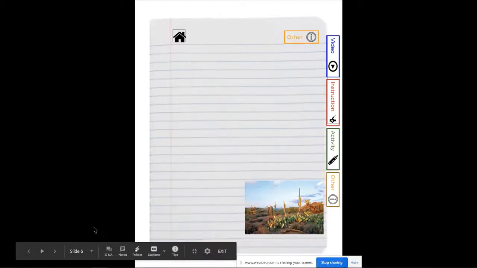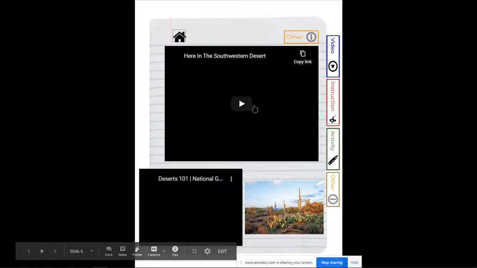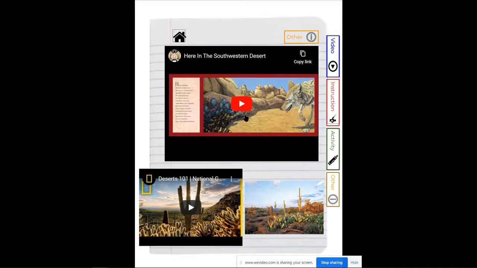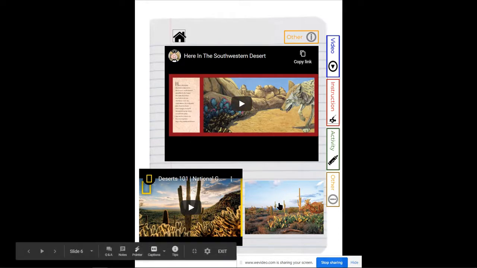And then on slide 6, this is a read aloud about here in the Southwest Desert. It gives you a whole bunch of animals and a bunch of information. This is a short video that talks about deserts, but not just in the Southwest, all around the world. And this is a link to a website where you can watch a video and take some quizzes if you want to learn more about deserts. There's actually kind of a lot of cool stuff right here if you want to check it out.